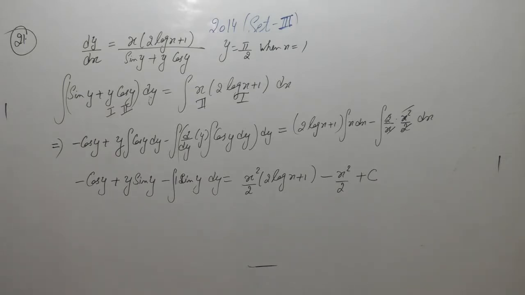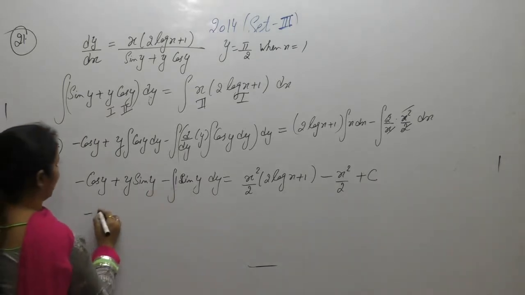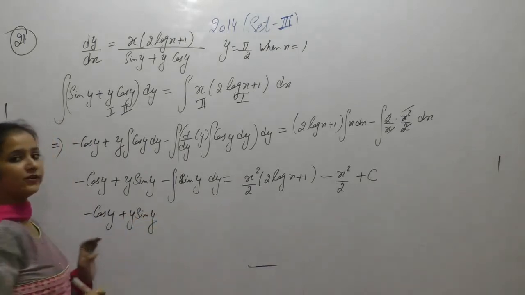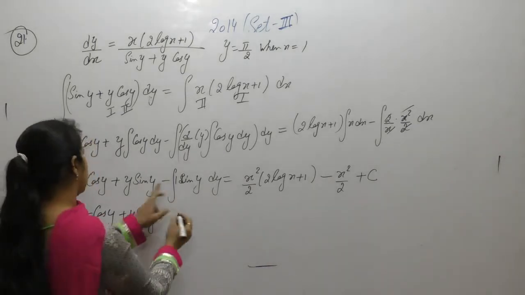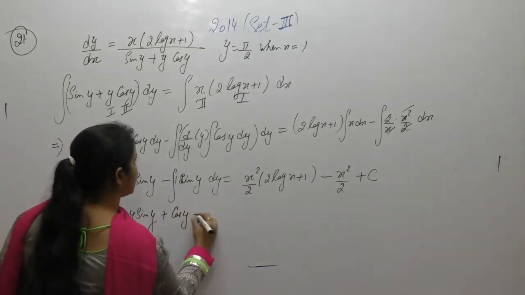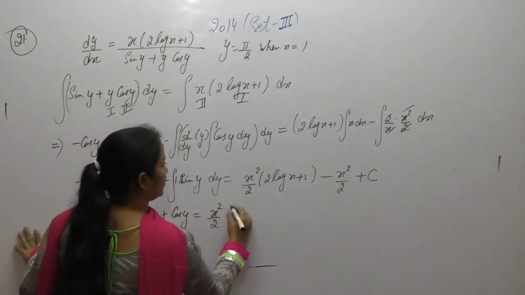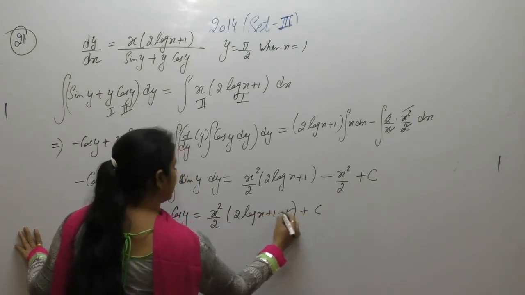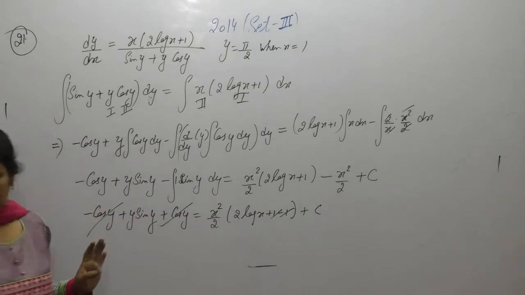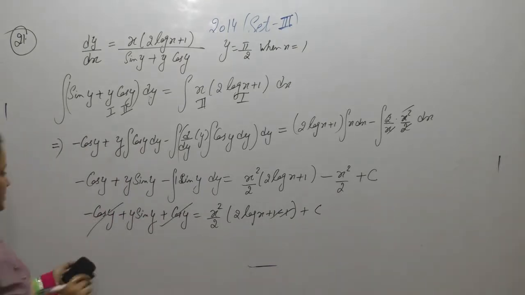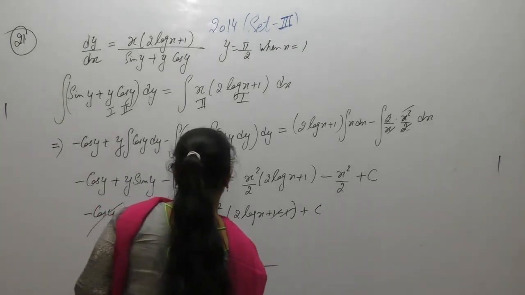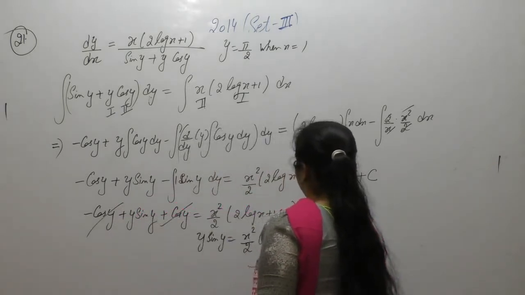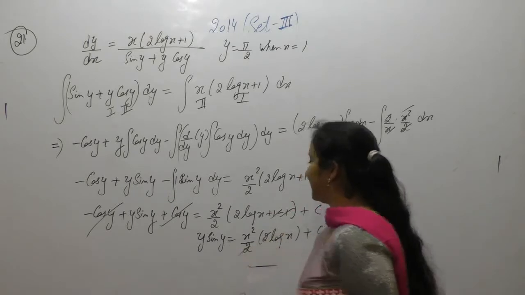Now we have to put the values. Minus cos y plus y sin y. Integral of sine is minus cos. So minus minus plus x square by 2. 2 log of x plus 1 minus 1. So it will get cancelled. So y sin y is equal to x square by 2, 2 log of x plus c. 2 will also get cancelled.